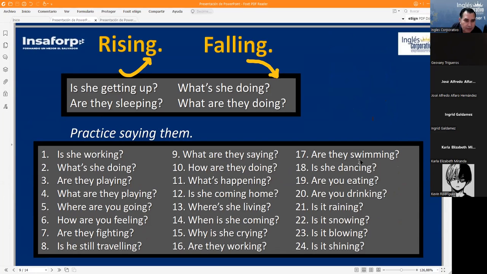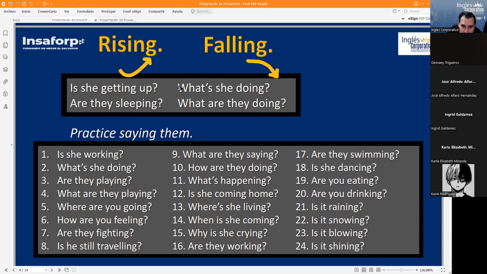Okay. So you're going to practice. Is she working? What's she doing? Are they playing? Where are they going? Or where are you going? How are you feeling? Are they fighting? Is he still traveling? What are they saying? How are they doing? What's happening? Is she coming home? Where's she living? When is she coming? Why is she crying? Are they working? Are they swimming? Is she there? Are they eating? Are you drinking? Is it raining? Is it snowing? Is it blowing? Is it shining?